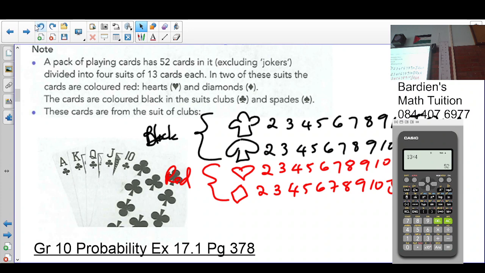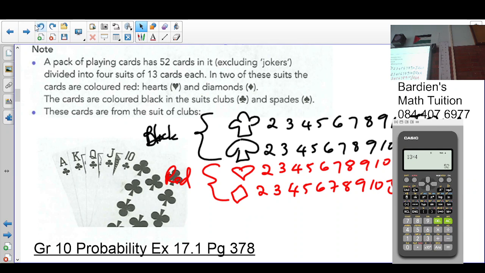Right, so let's look at the questions. So note, a pack of playing cards has 52 cards in it, excluding jokers. Divided into 4 suits of 13 cards each. In 2 of these suits, the cards are colored red, which is hearts and diamonds, and the cards are colored black, which is the clubs and spades.